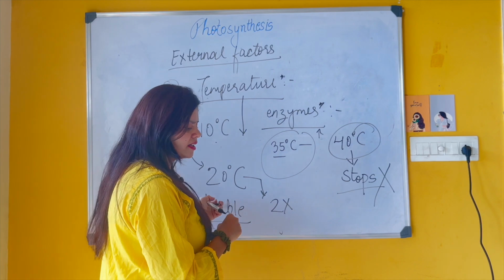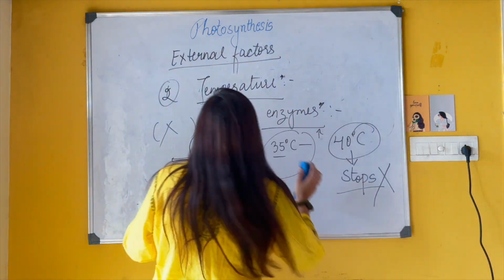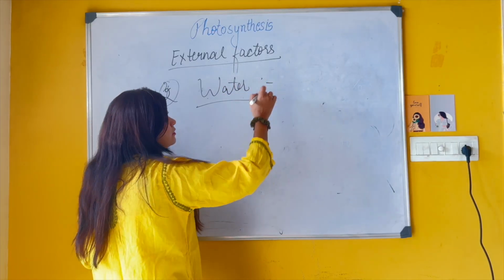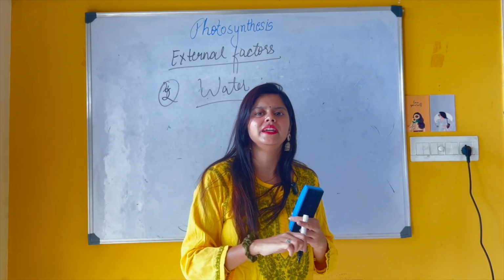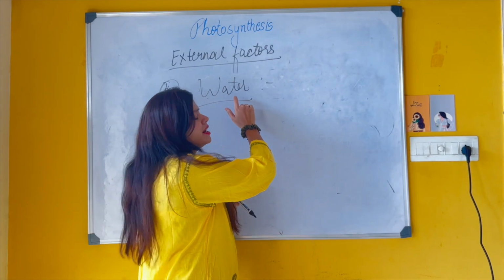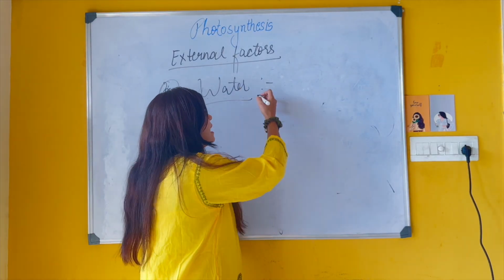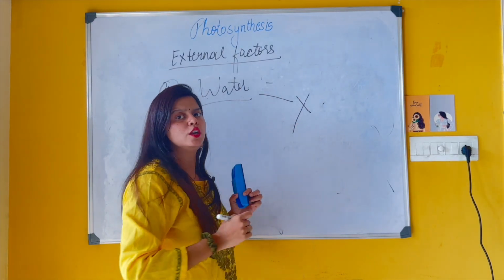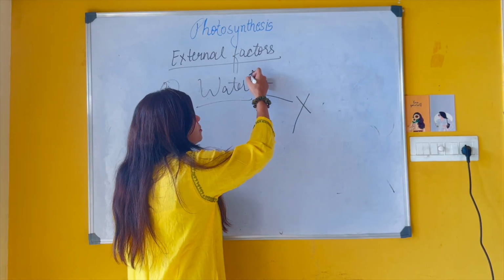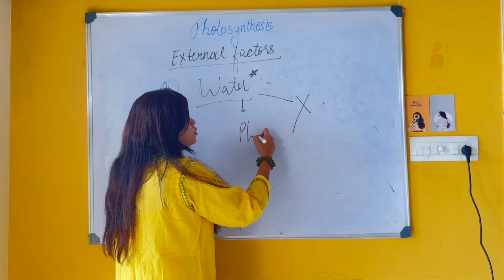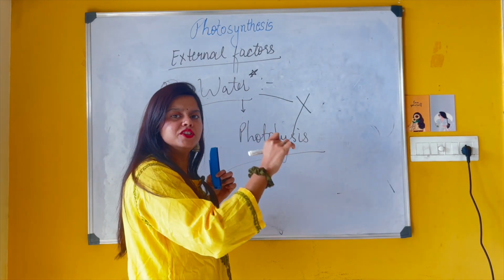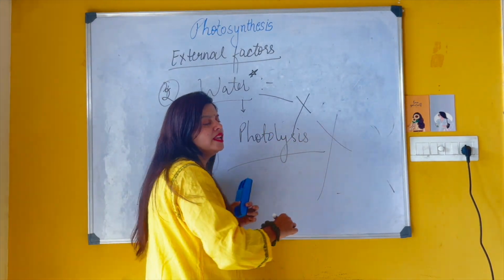Now the next external factor. Next external factor is water. We all know water is important for photosynthesis, right? कहाँ पे? At which step? Photolysis. Photolysis में plant requires water. So if plant does not have sufficient water, rate of photosynthesis will be affected. Because water is a very important component for photosynthesis. It is used in which step exactly? Photolysis. So if plant does not have sufficient water, rate of photosynthesis will decrease.